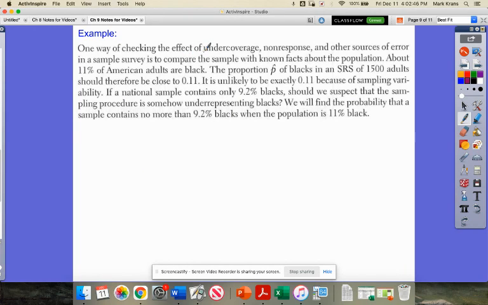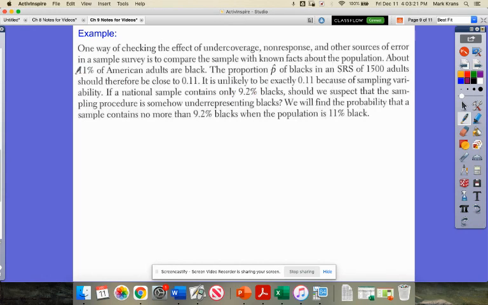One way to check for undercoverage, and that comes from non-response error and stuff like that, in a sample, and what they actually do when they're doing polling for elections, is to compare the sample with known facts about the population. So if 11% of American adults are black, and the proportion p hat of blacks in the simple random sample of 1,500 adults should be close to 0.11. It's unlikely to be exact, but let's say that the sample contains only 9.2%.